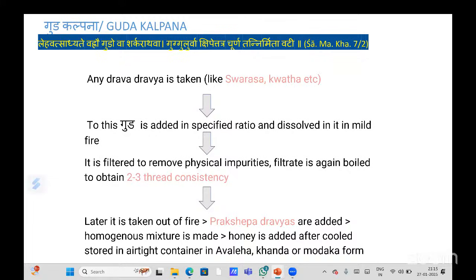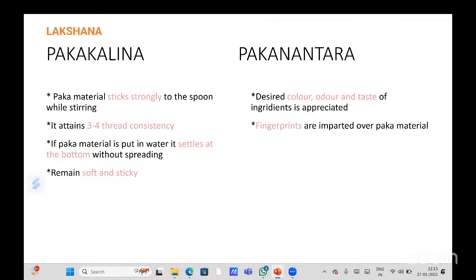Later it is taken out of Agni and Prakshepaka Dravyas are added to get a homogeneous mixture. Again, wherever honey is said, earlier we discussed it in Avaleha only. Okay. If honey or madhu is explained, you have to add at the end. Okay. So after the Swanga Sheeta, you have to add the honey. Okay. So these are the Lakshanas, Paka Kalina and Pakanta Kalina Lakshanas. Okay. So this is the general method of preparation of Guda Kalpana.